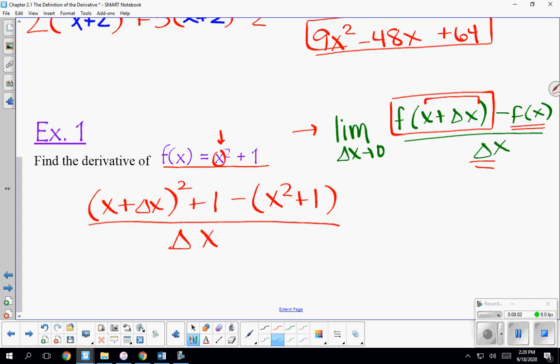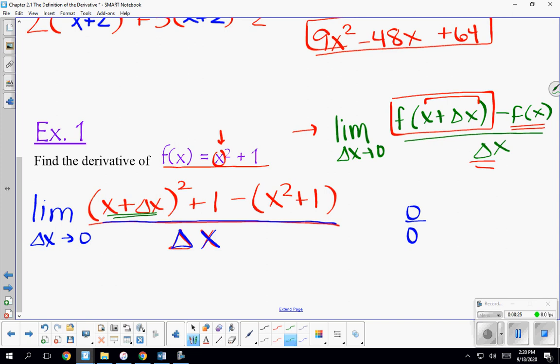Now we're doing all of this so that we can find the limit as delta x approaches 0. That requires direct substitution, and when we try that, we get 0 over 0, which means do more work. We're going to try to factor out a delta x so that we can end up dividing by delta x. In order to do that, though, we need to simplify this. So first, we're going to square this binomial.